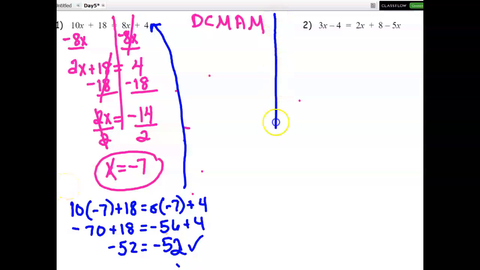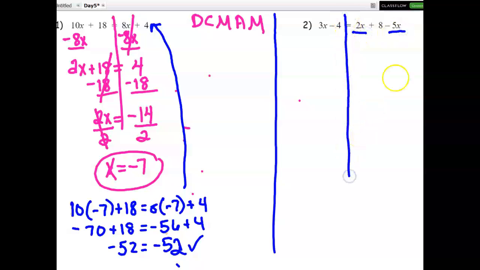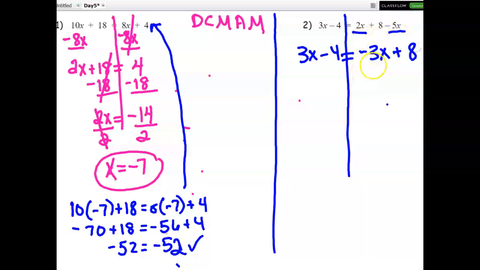All right, so let's try number 2 here. I'm going to start out and distribute. I can't distribute anything, but here's an example of combining like terms. Notice on the right side, I can combine the 2x and the negative 5x. So on the left side, we get 3x minus 4 is equal to 2x minus 5x is negative 3x plus 8. Now when I move my variable, I'm going to move it to the left. I'm going to add 3x.